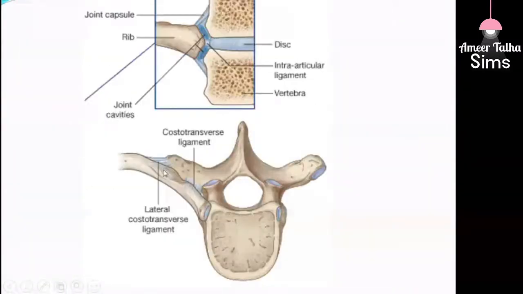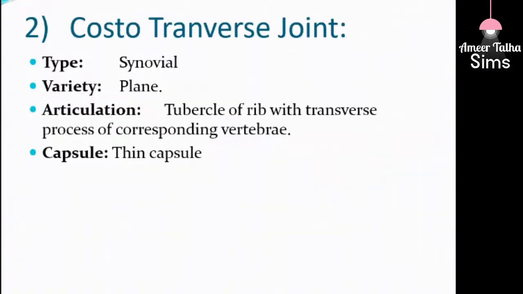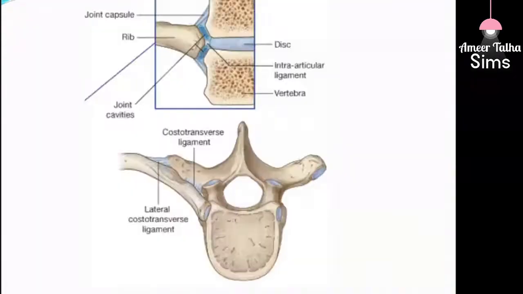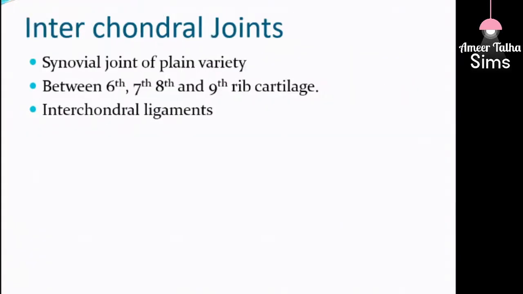Costotransverse की अगर हम बात करेंगे, that is between the tubercle of the rib and the transverse process. और यहाँ पर मूवमेंट कौन सी होंगी? जो पंप हैंडल और बकेट हैंडल मूवमेंट अभी हम पढ़ेंगे, that will be mainly occurring at the costotransverse joints. Costochondral क्या होगा? Anterior end of the rib और costal cartilage के दरमियान, और chondrosternal between the costal cartilage and the sternum.